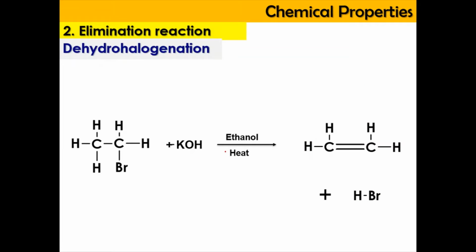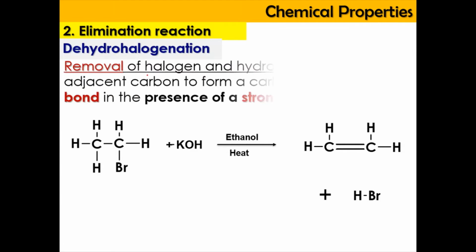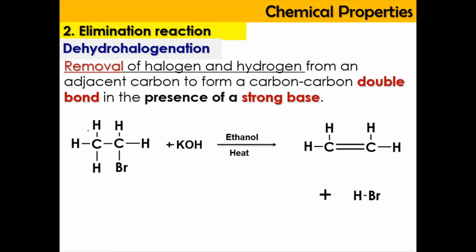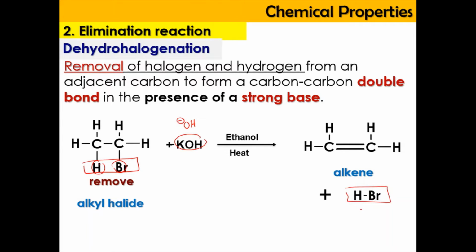So for the elimination reaction, we're going to focus on dehydrohalogenation. Dehydrohalogenation is the removal of a halogen and a hydrogen from an adjacent carbon to form a carbon-carbon double bond in the presence of a strong base, for example, the hydroxide ion. So from an alkyl halide, the H and Br are removed from the system, and the carbon single bond becomes a carbon-carbon double bond in order to produce an alkene. As a result, HBr is removed as a byproduct.